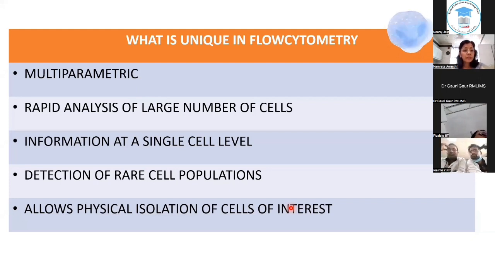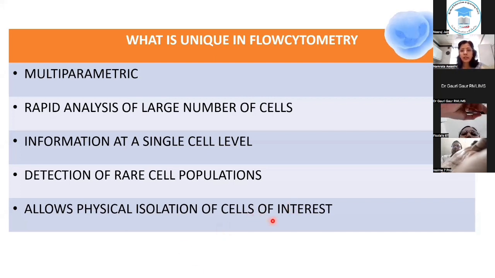And you can detect rare cell populations. This is of immense importance. For example, when you are looking at stem cells, or when you are looking at minimal residual disease in cases of treatment. So flow cytometer can help you detect a single cell in 10,000 or 1 lakh cells. It also allows physical isolation of cells of interest through sorting.